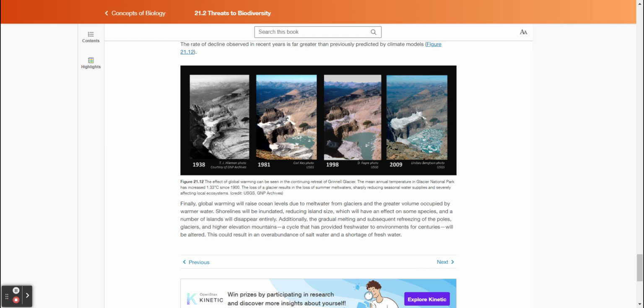Figure 21.12. The effect of global warming can be seen in the continuing retreat of Grinnell Glacier. The mean annual temperature in Glacier National Park has increased 1.33 degrees Celsius since 1900. The loss of a glacier results in the loss of summer meltwaters, sharply reducing seasonal water supplies and severely affecting local ecosystems. Finally, global warming will raise ocean levels due to meltwater from glaciers and the greater volume occupied by warmer water. Shorelines will be inundated, reducing island size, which will have an effect on some species, and a number of islands will disappear entirely.